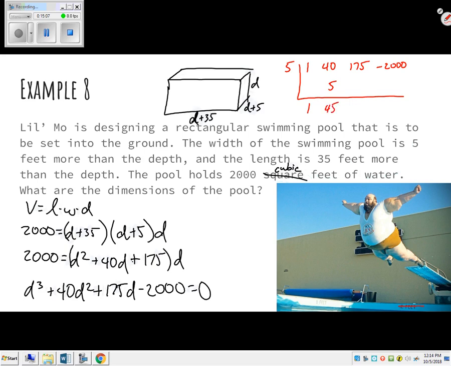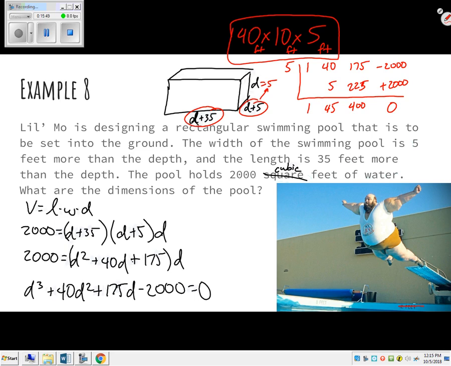5 times 45, 5 times 45 is 225. Add 175 to it, that's 400. Oops, positive 2,000. Got two positives there, make it positive. So 5 does work. The depth is 5. Well, length has to be 35 more than the depth. So I add 35 to it, I get 40. The width is 5 feet more than the depth. That's it. So I guess each one of these is in feet. These dimensions will be what Wilmo's swimming pool will have.